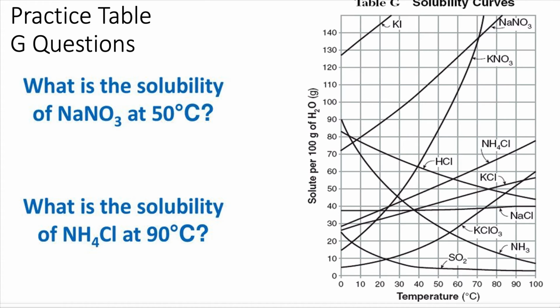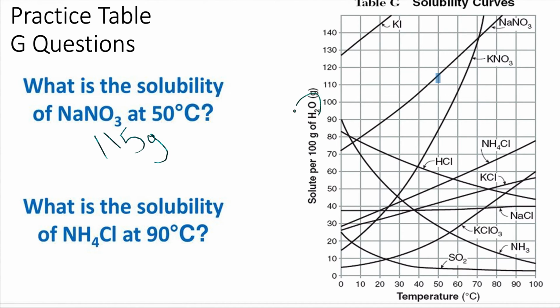So let's see how that looks like as far as questions. So this question says, what is the solubility of NaNO3 at 50 degrees Celsius? So you are going to find NaNO3, which is this line right here. And at 50 degrees Celsius, you're going to go all the way up to the line. Okay? And that dot that I created there, you want to write how much that is. So we're going to estimate and say that that is 115 grams.